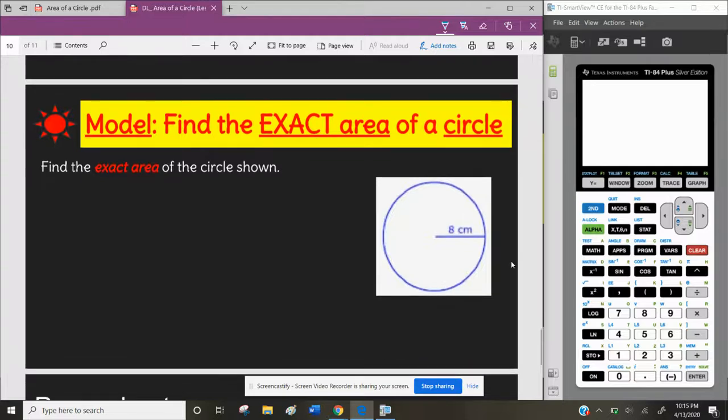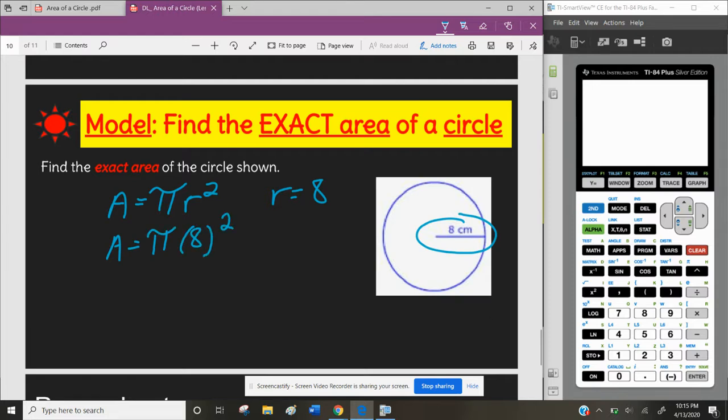So pause the video here, find the next exact area for the circle, and when you're ready, compare your answer to the key that I'm going to do right now. So we're going to find the exact area for this circle. The area formula is pi r squared, where r is our radius. Luckily here we have a radius already given to us. So we're going to substitute that in for r.